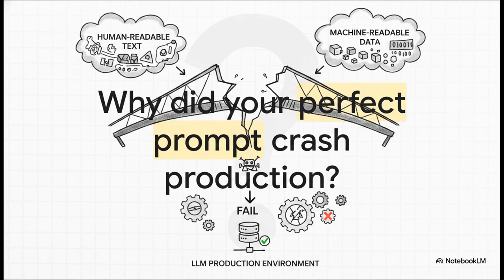Well, here is the harsh, unavoidable reality. 99% of prompts fail in production because developers write them for human beings to read, not for backend code to execute. The transition from human-readable text to machine-readable data is a massive chasm, and crossing it requires a total shift in how we engineer these systems.